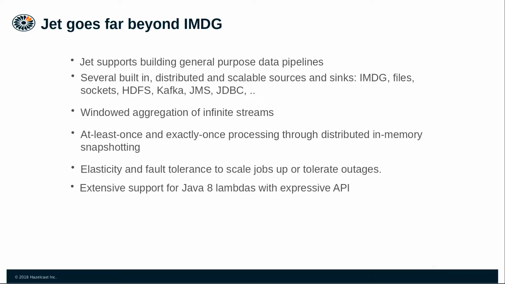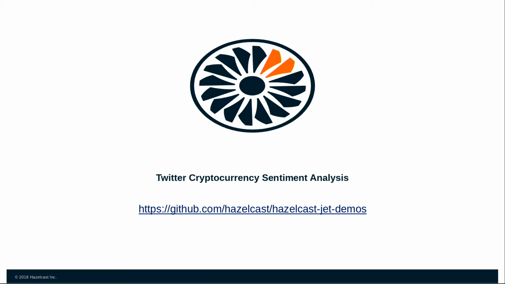And as I said, it elastically scales. And also, we have Lambda support. So while you are coding your pipeline, you can use Java 8 Lambdas easily, or what we call distributed Lambdas, which is technically the same thing. So if anyone has questions, I can answer.